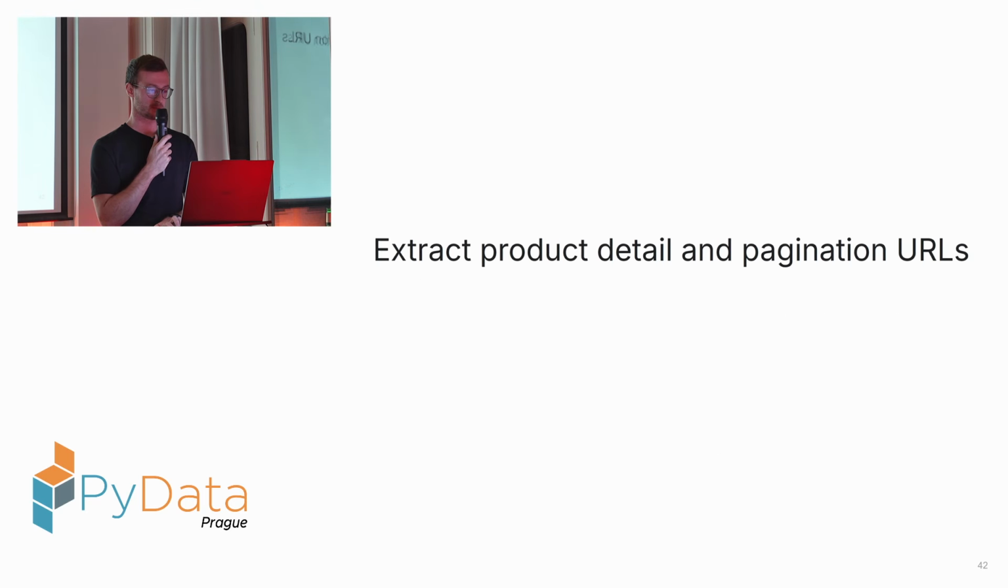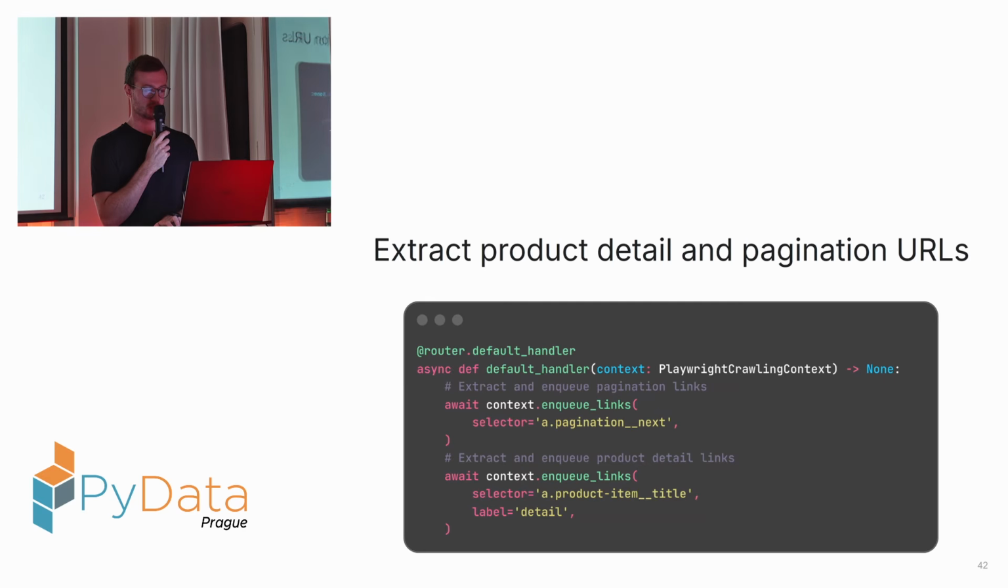So let me show you on an example how it will look when we're going to scrape all the headphones. We're going to start with the default handler. This is the place where we will be extracting the links. So we're going to utilize the enqueue links utility function here. And on its first call, we're going to extract and enqueue to the request storage system of Crawlee, let's say, the links to the next pages based on the selector we provide.